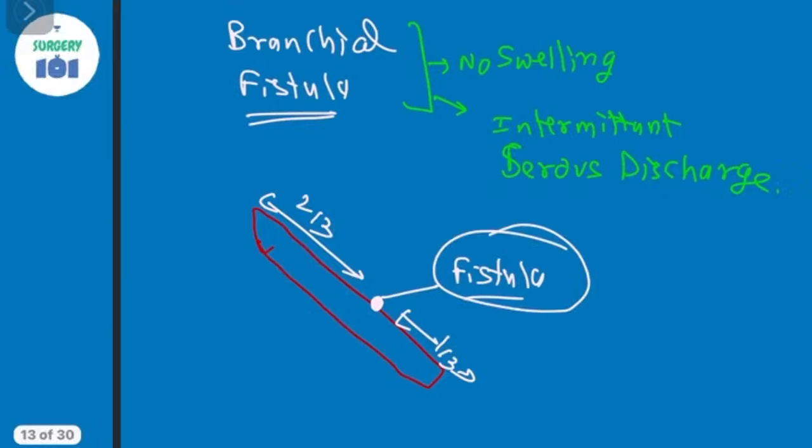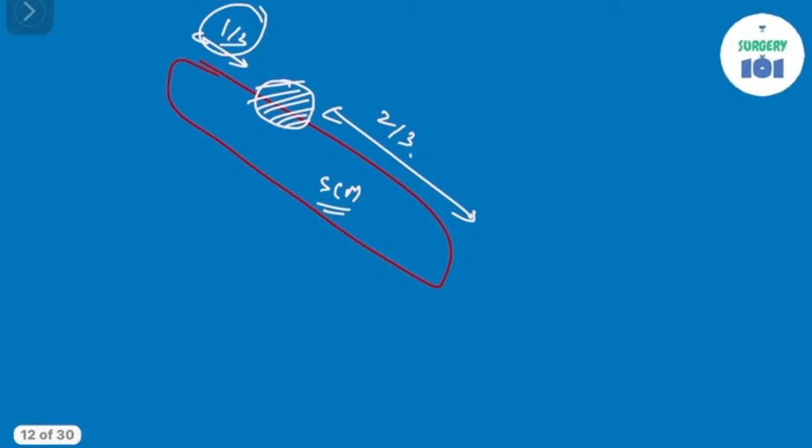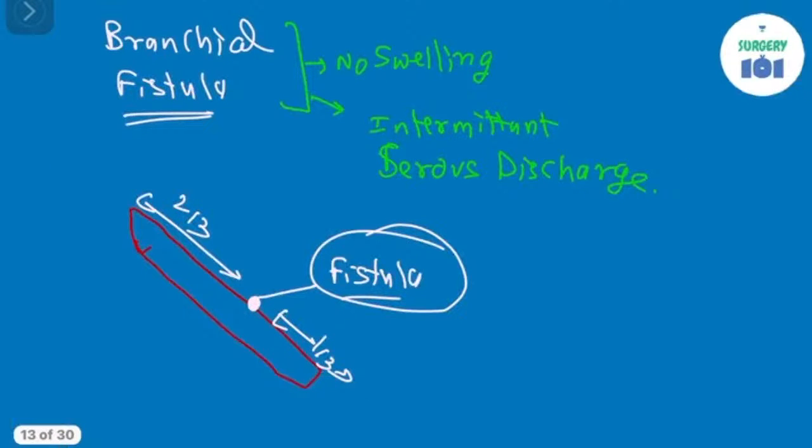And I just told you that the branchial cyst is basically present between the upper one-third and the lower two-third. I hope it makes sense, guys. Cyst is between the upper one-third and the lower two-third. The fistula is basically between the upper two-third and the lower one-third. Okay, right? Now, with this, let's move on to the next question.